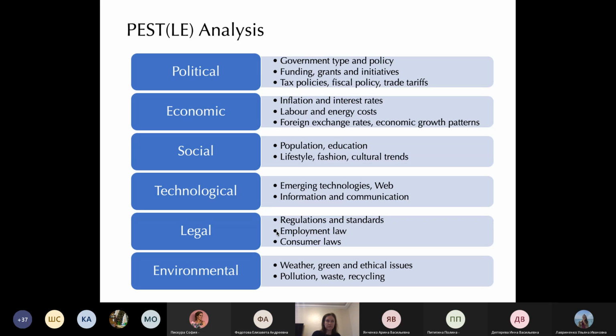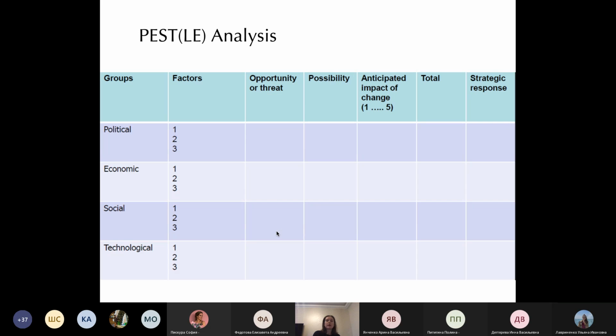External, macro environment, right? So we talk about macro environmental factors that affect basically the whole society and that are particularly important for your business, for your industry, right? So this is an expert technique, as most managerial techniques are.